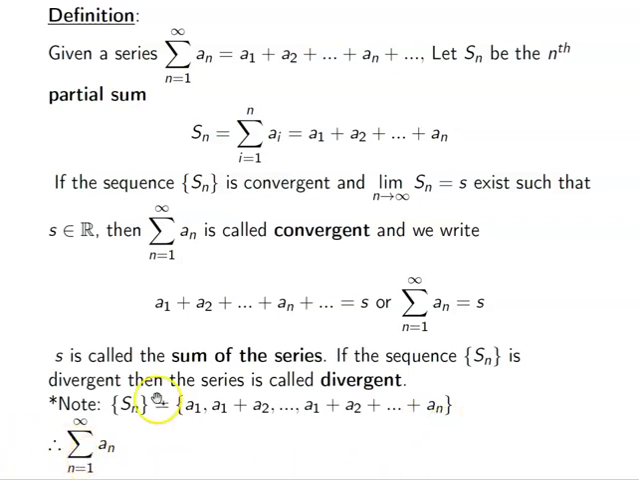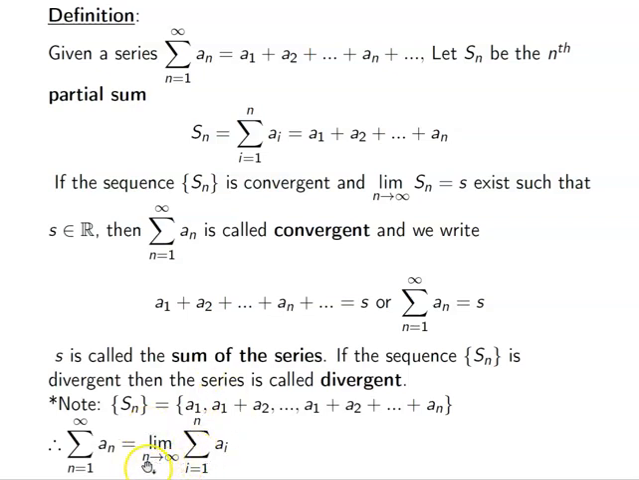Therefore, the sum of my sequence, my series as I'll call it from now on, from 1 to infinity, is equal to the limit of my sequence of partial sums, where here I'm going from i equals 1 to n.